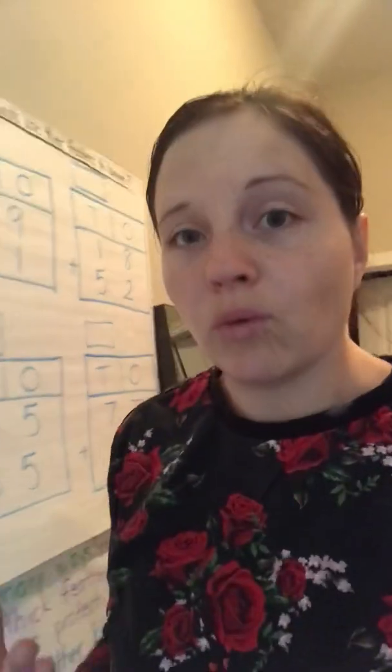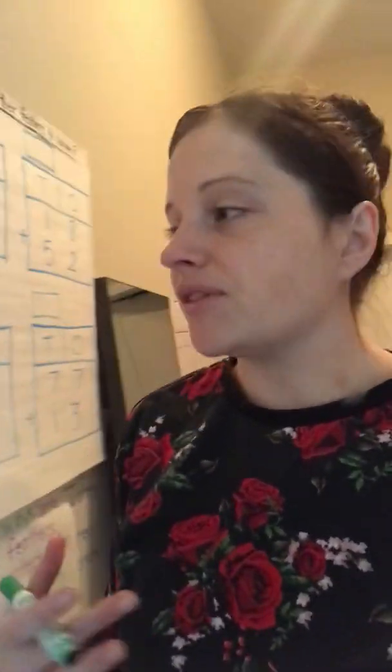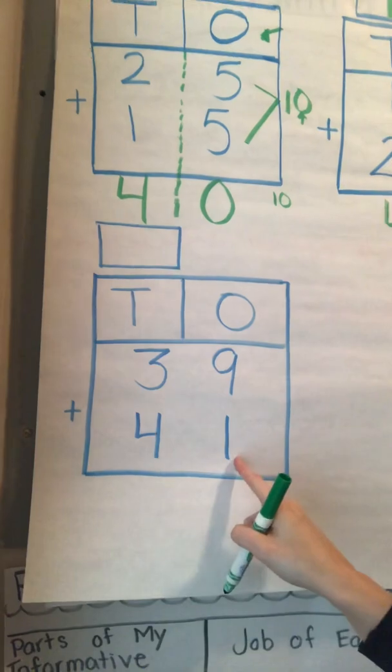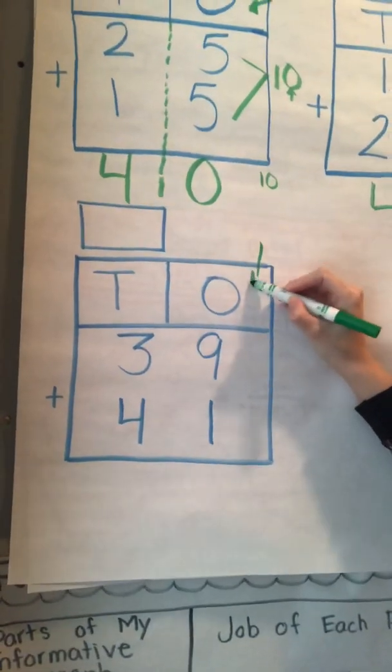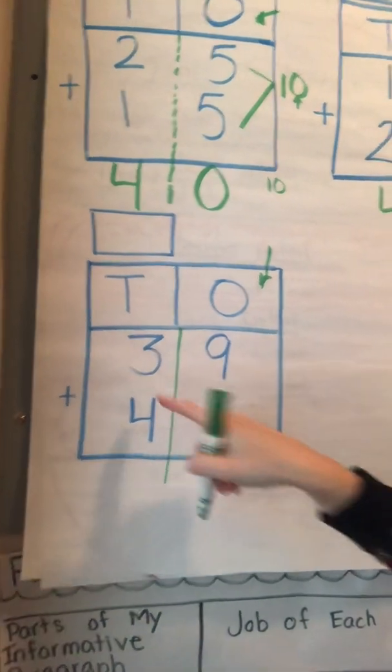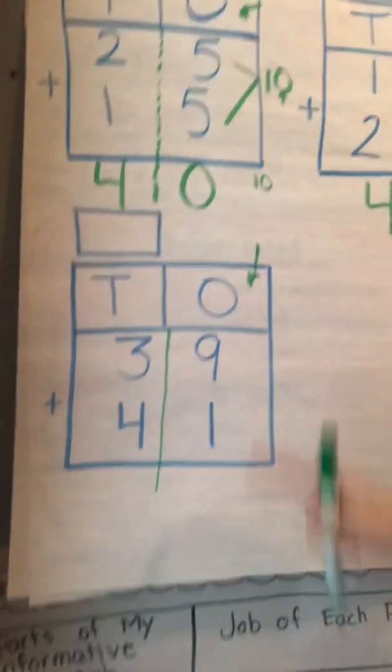All right, let's try one more. You guys are doing a great job with this new thing. So we have 39 plus 41. Again, we start on our right side all the way over here. I'm going to extend that line again so I can break up my tens and my ones. So we're starting with our ones.